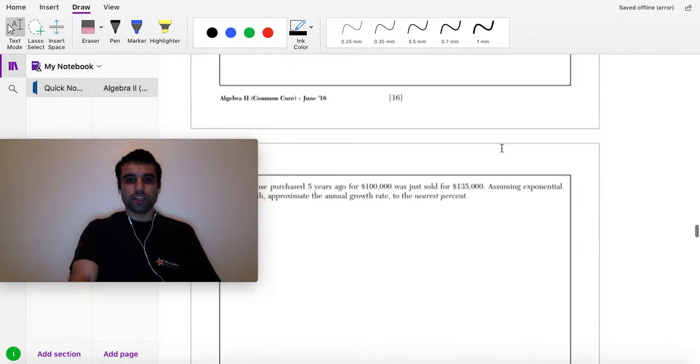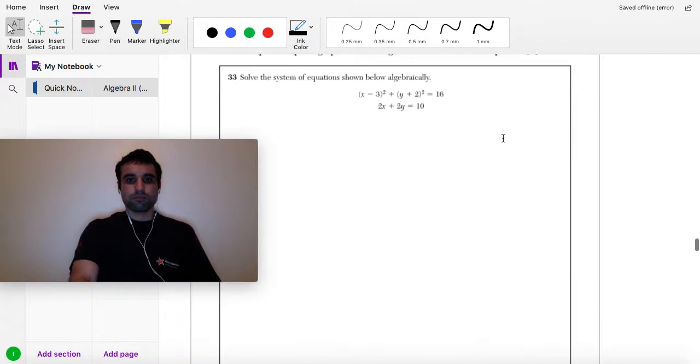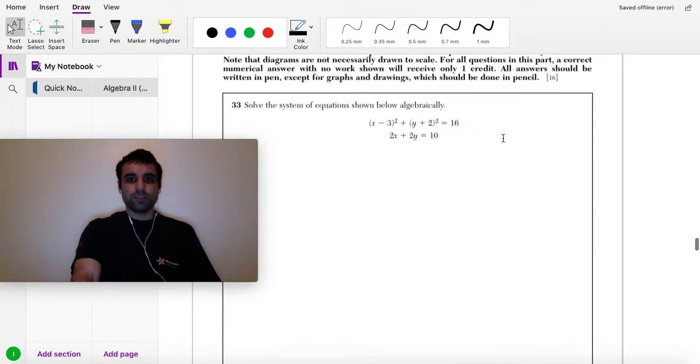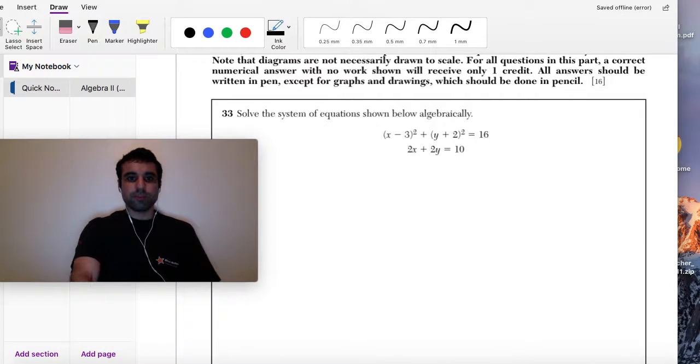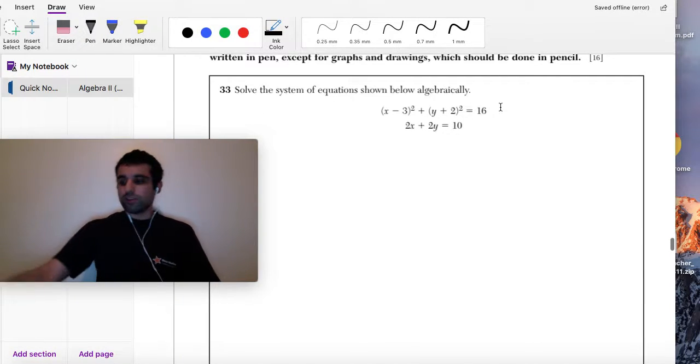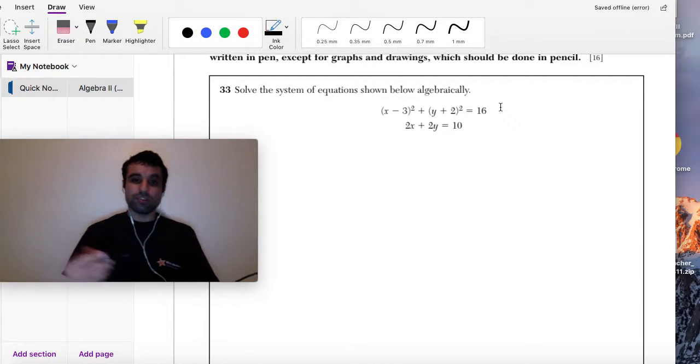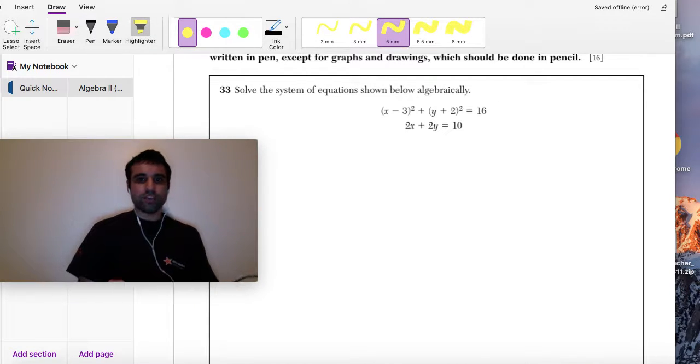Number 33. Solve the system of equations below algebraically. That means some kind of work has to be shown. Now, here's what I'm going to do. There were a lot of different ways to do this. We have the equation of a circle, and then we have a linear equation, which I'll highlight in green.